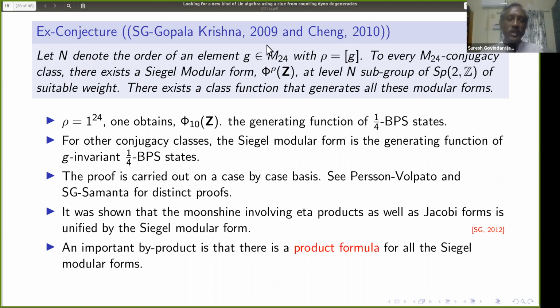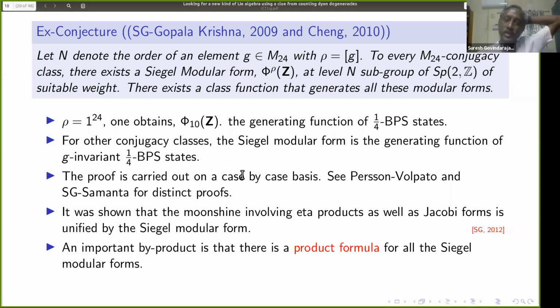In 2009, we were actually only focusing quite a lot on the symplectic automorphisms. So that was our thing. And so for rho equal to 1 power 24, which is the identity, one obtains phi 10, the generating function of quarter BPS states in type II on K3 cross T2. So for other conjugacy classes, the Siegel modular form is the generating function of G-invariant, or twined by the element g, quarter BPS states.